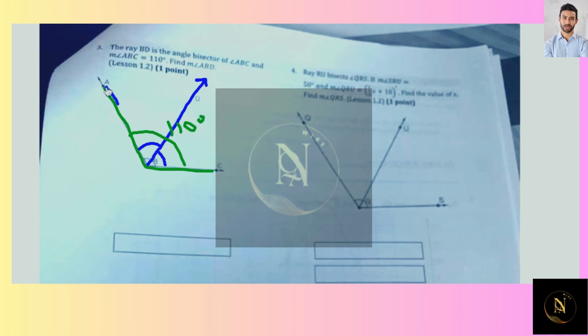ABD in blue here. Well, the measure of angle ABD would be equal to, if these are the same, then half of the measure of angle ABC, the whole thing, which is 110. And half of 110 is 55 degrees.